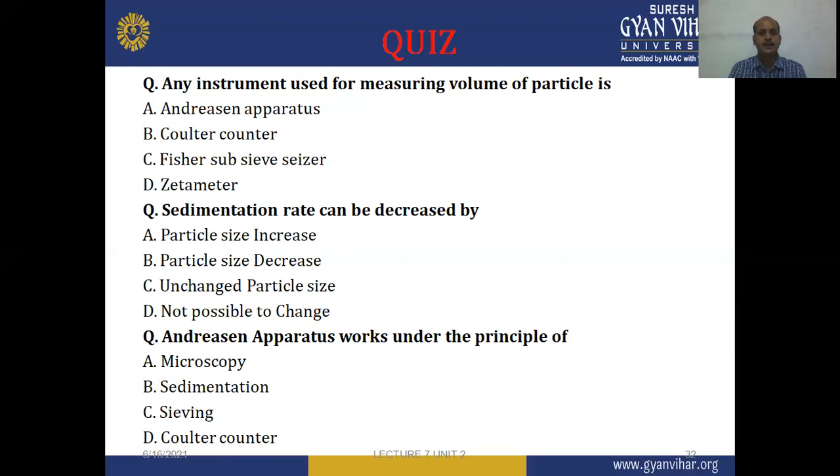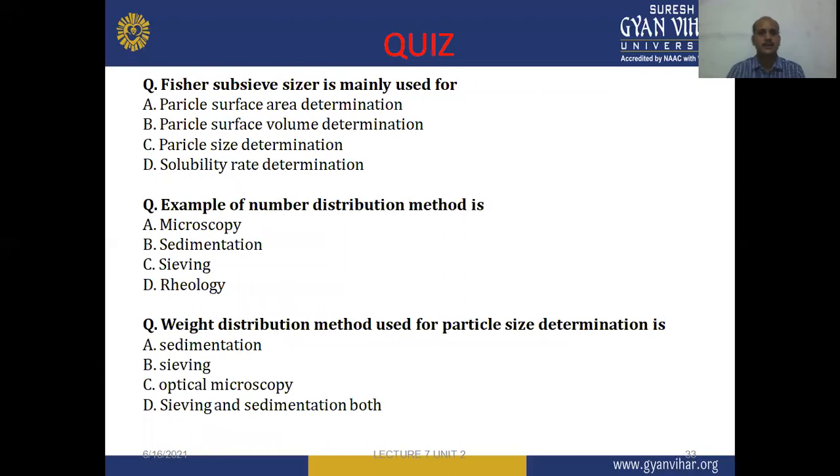The next question: Anderson apparatus works under the principle of. The options are microscopy, sedimentation, sieving, or Coulter counter. Anderson apparatus works under the principle of which method? We have to give the correct answer from options A, B, C, D. The next one: the Fisher subsieve sizer is mainly used for particle surface area determination, particle surface volume determination, particle size determination, or solubility rate determination. We have to pick the correct answer from A, B, C, D.